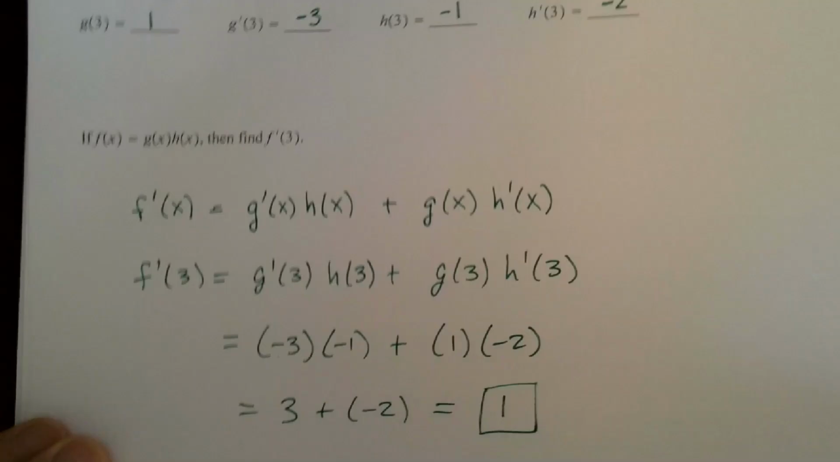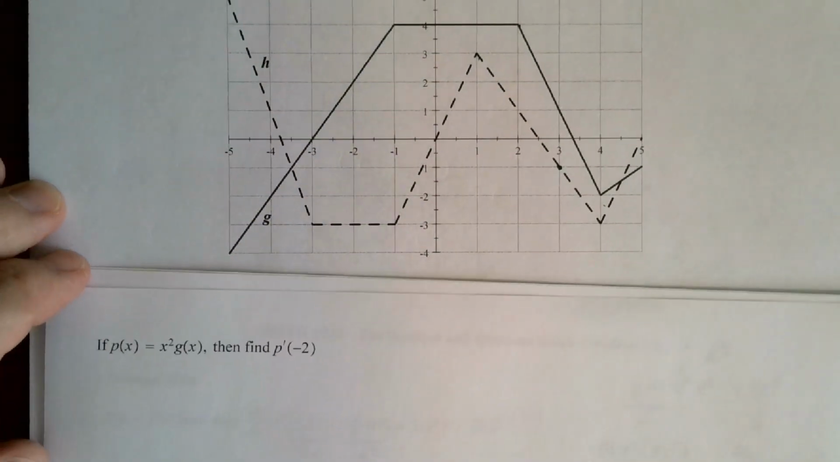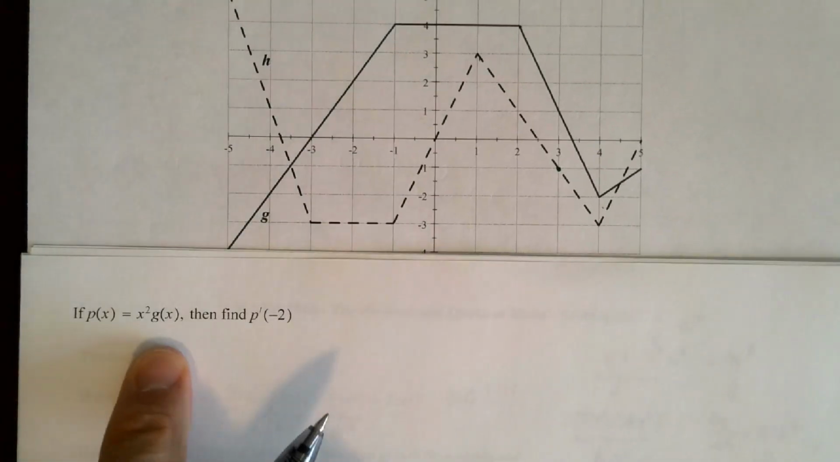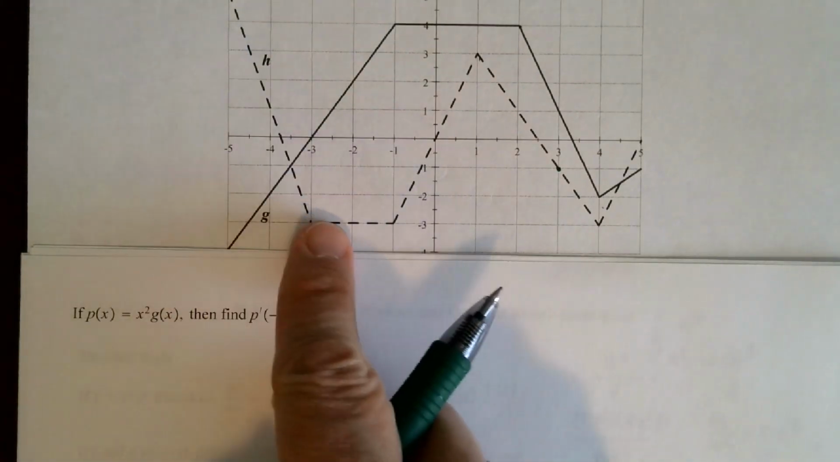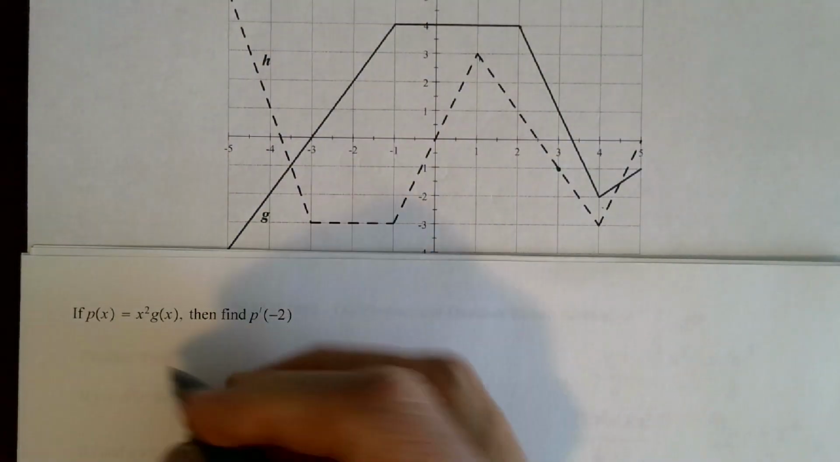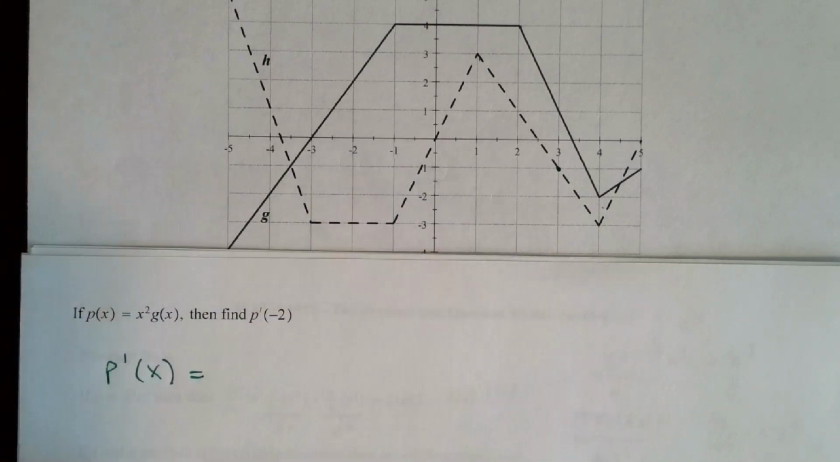Let's do a couple more of these with the same set of functions, g and h. This time I'm going to define a function p of x, which is x squared times g of x. g of x is this solid line right here. Okay, let's find p prime of negative 2. Well, we first have to find p prime of x, right? Find the derivative first and then plug in.